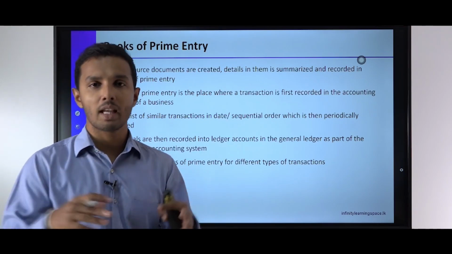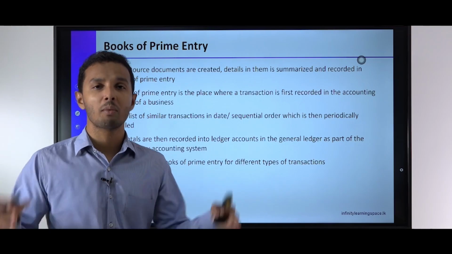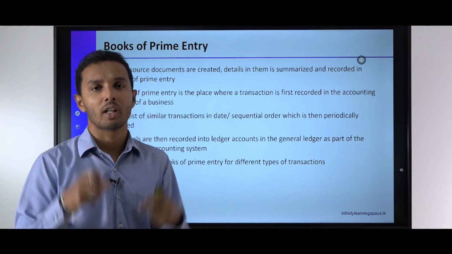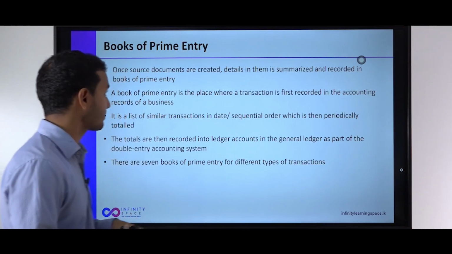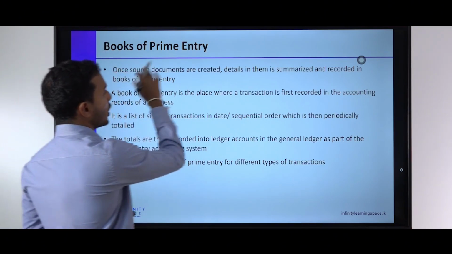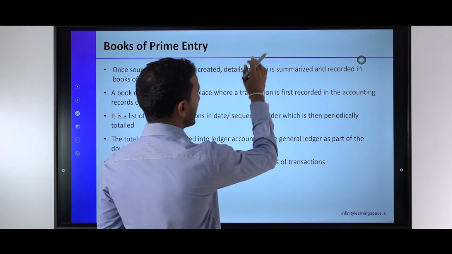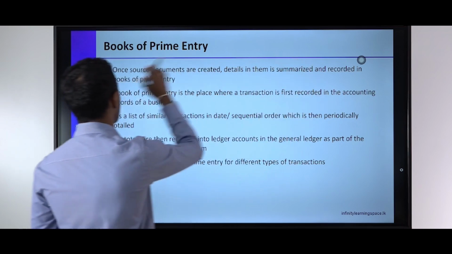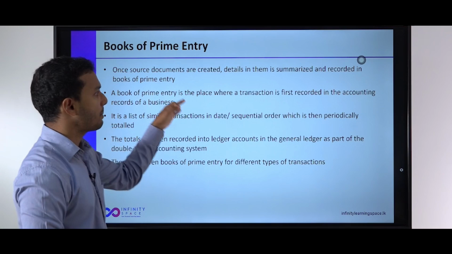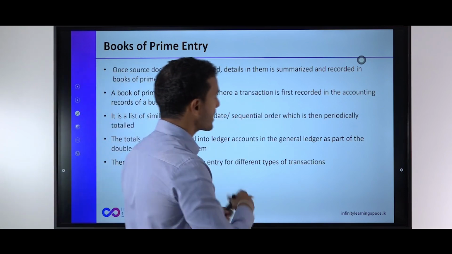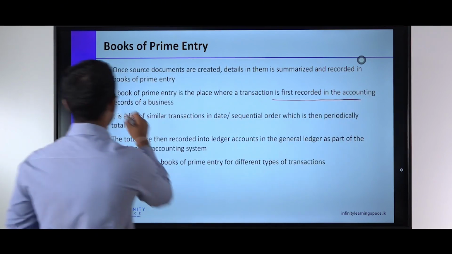So the first place that the business records all the information in the source documents for accounting purposes is called books of prime entry, right? Once source documents are created, details in them are summarized and recorded in books of prime entry. A book of prime entry is a place where a transaction is first recorded in the accounting records of a business.